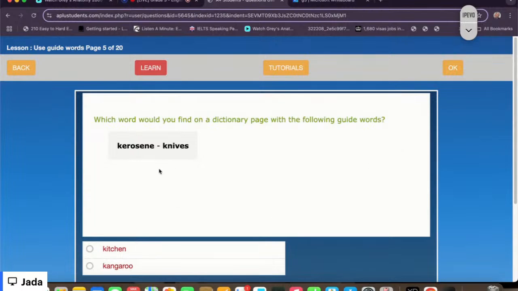This lesson is guide words. We're looking at guide words on a dictionary page. If you open the dictionary and you want to look for a word, you need guide words that can help you figure out the word. So we have kerosene and we have knives. Which of these words can we find in between kerosene and knives? Is it kitchen or kangaroo?